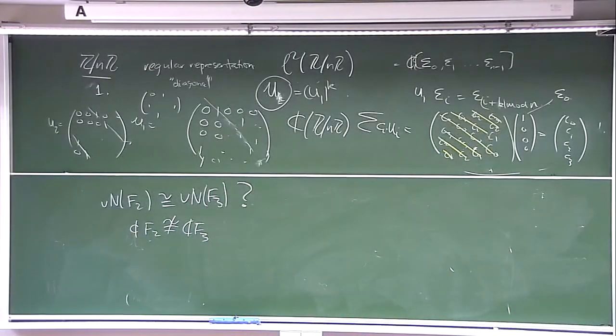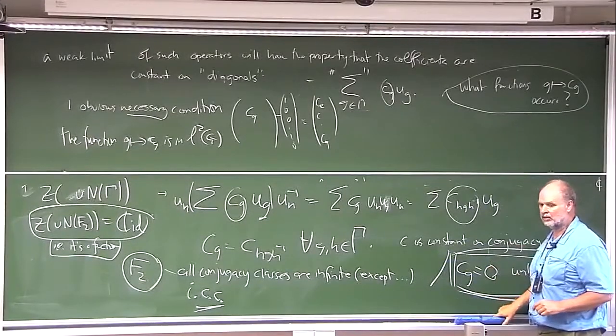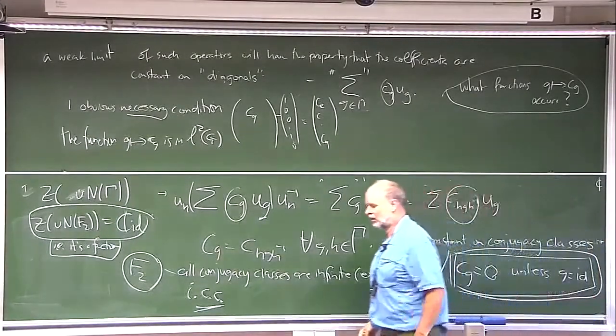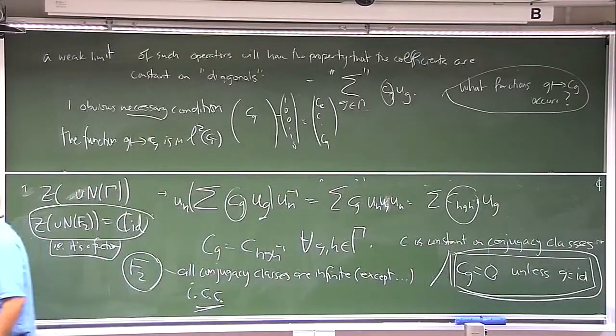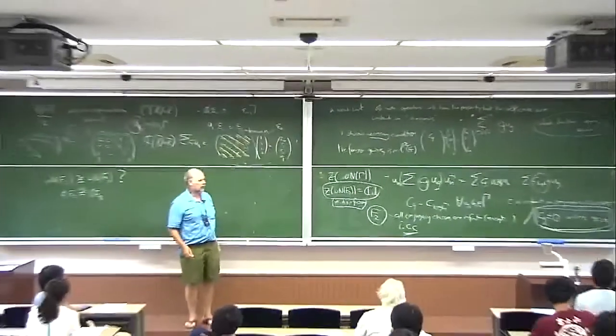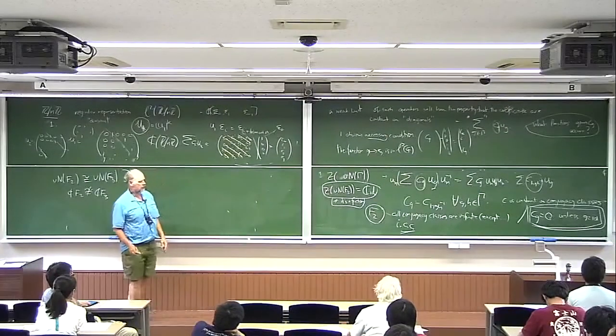And so we're immediately back at this problem here. What functions G to CG actually occur? So it's just the difficulty of this question is a reflection of the depth of that question, of the depth of Fourier series in this non-commutative situation.